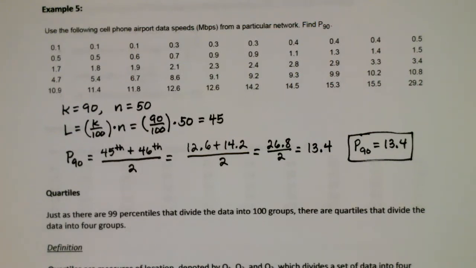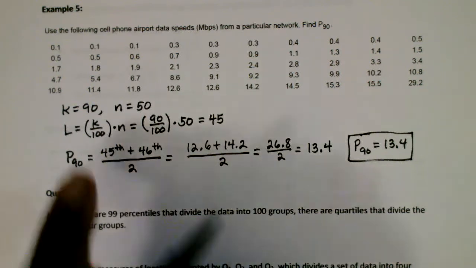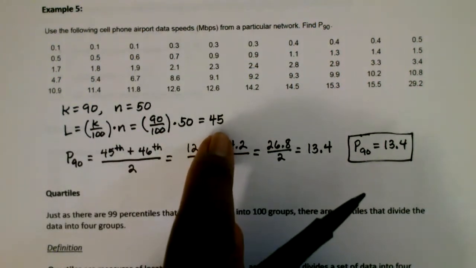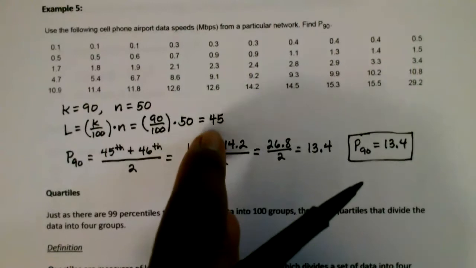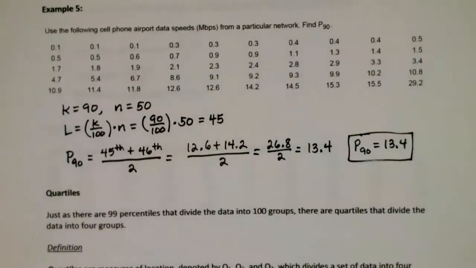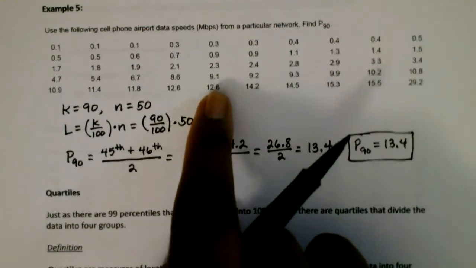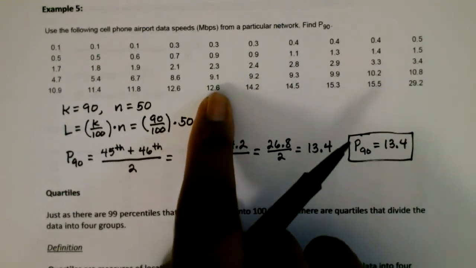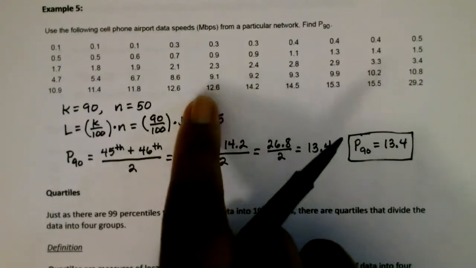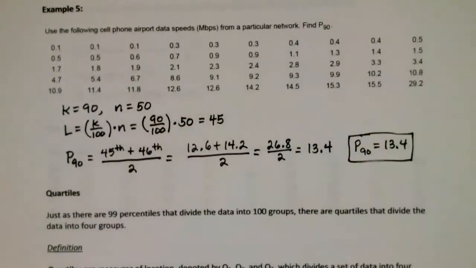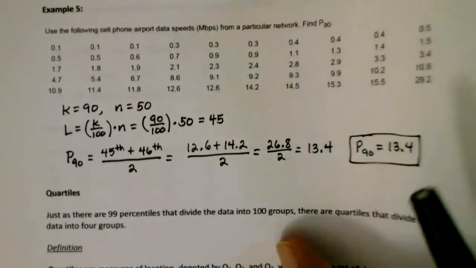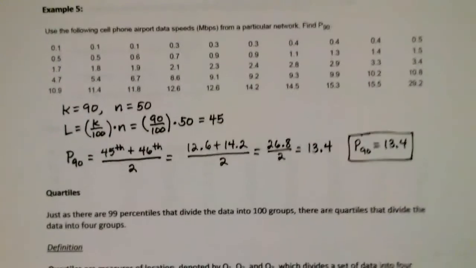Okay, so that's how we find the percentile when L is a whole number. We have to look at the digit in that position and the next number after it. So if the 45th number is 12.6 here, the number after that is 14.2. We look at those two and take the average of the two. Next we'll look at quartiles.